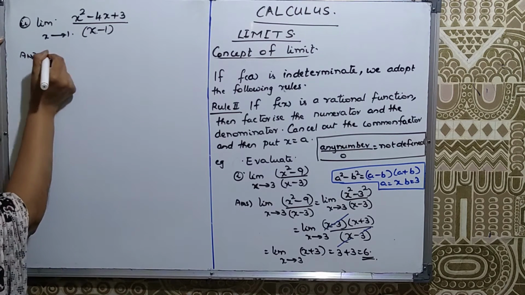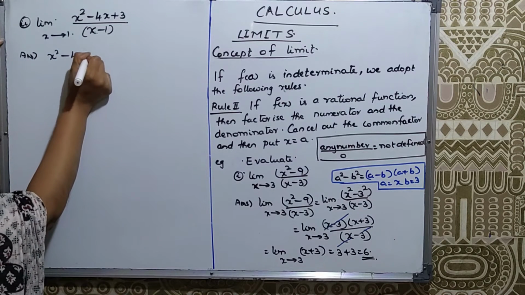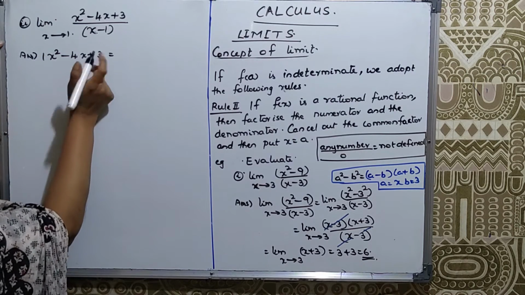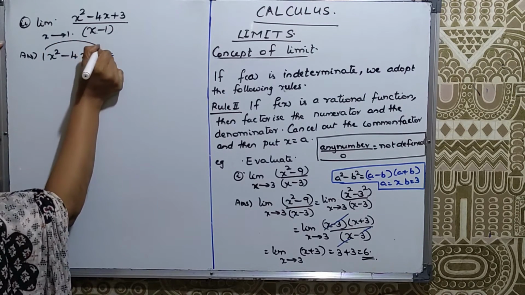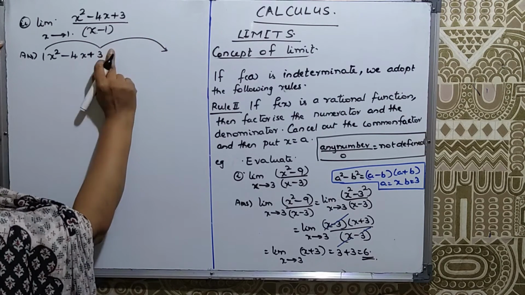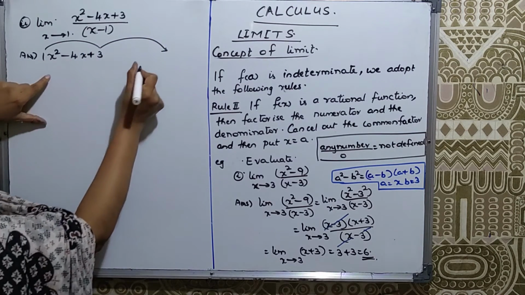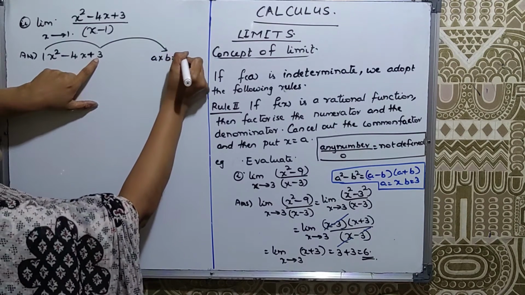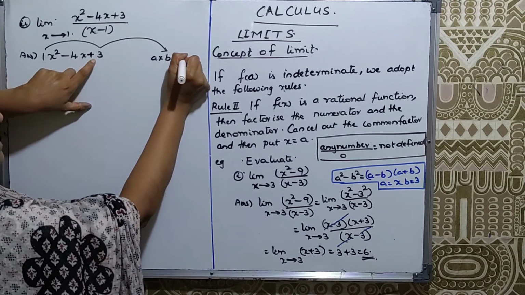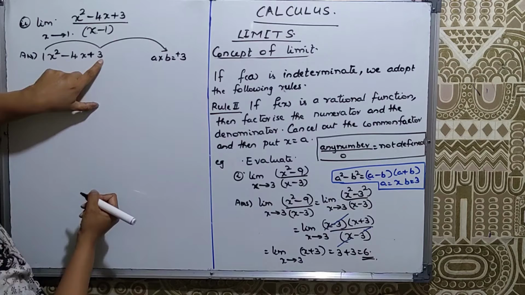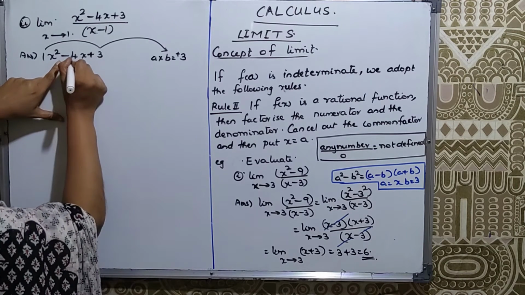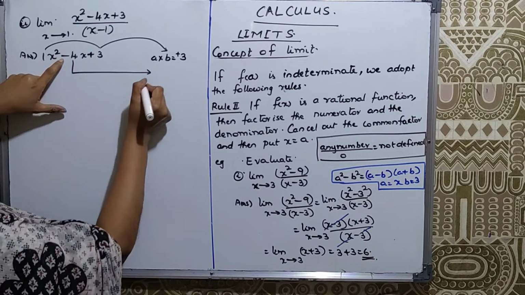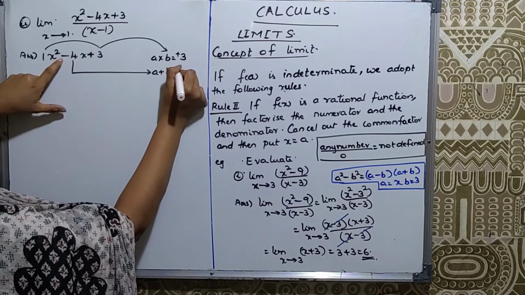So we'll do the factorization of x squared minus 4x plus 3 first. On multiplication, you need the coefficient of x squared into the constant. So the product should be a into b, which is equal to 1 into 3, which is plus 3 here. And the sum will be the coefficient of x. So a plus b equal to minus 4.